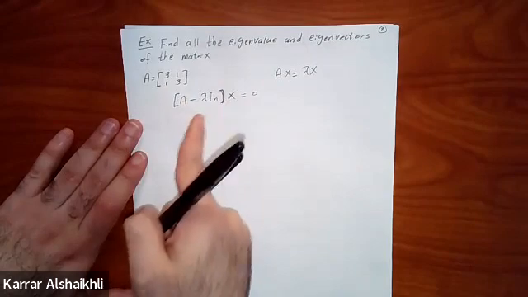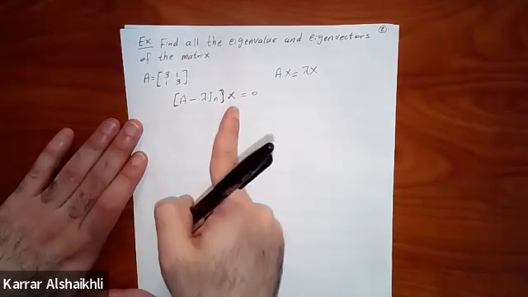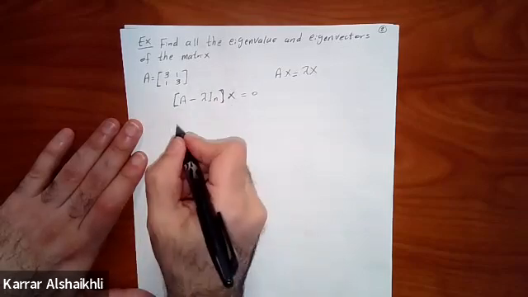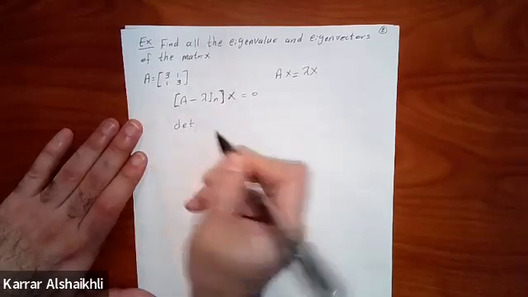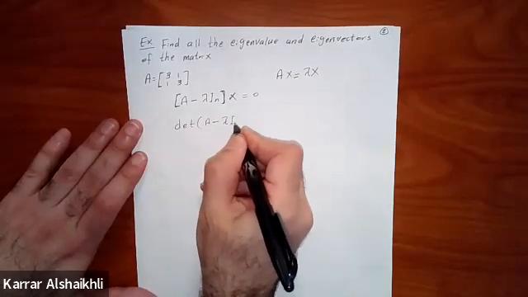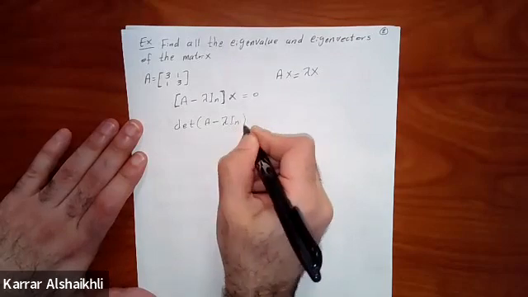I'm going to just take the determinant here, because x is a vector, to find the eigenvalue. So I'm going to say it's the determinant of A minus lambda I n equals 0.